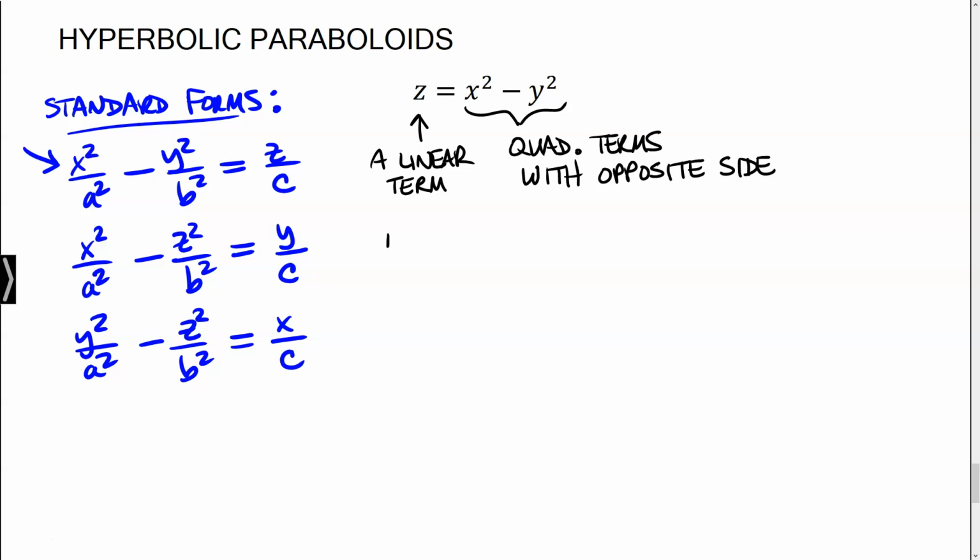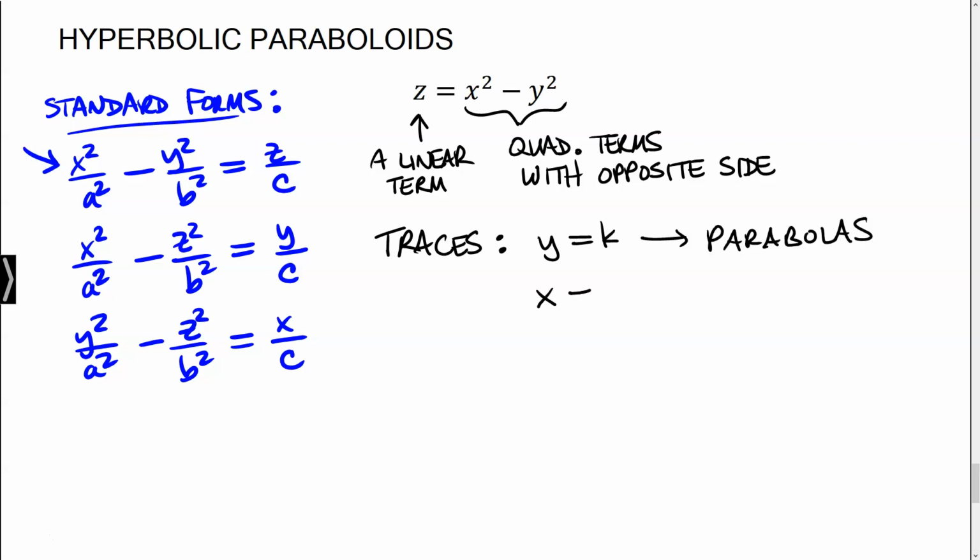Now let's look at the traces. If we set y equal to a constant, notice that we're going to get z equals x squared plus some number. So that's going to give us parabolas. Notice if we set x equal to a constant, we're also going to get parabolas, but they're going to be opening in the opposite direction. So it's actually an important thing to note here. These two parabolas open in opposite directions.